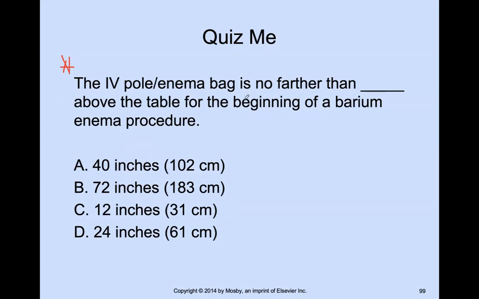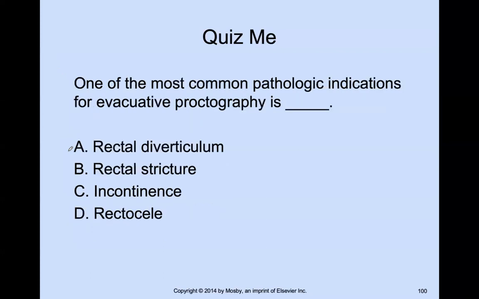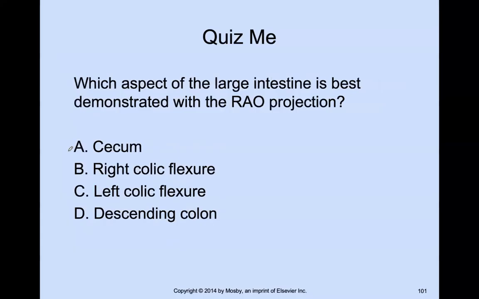The IV pole for a barium enema bag is no farther than 24 inches above the table for the beginning of the barium enema procedure. Why is this? Because if it's too high, gravity is going to make the speed of the contrast go a lot faster. It can hurt the patient. And then also we don't want the enema to come out. One of the most common pathologic indications for evacuative proctography is rectoceles.